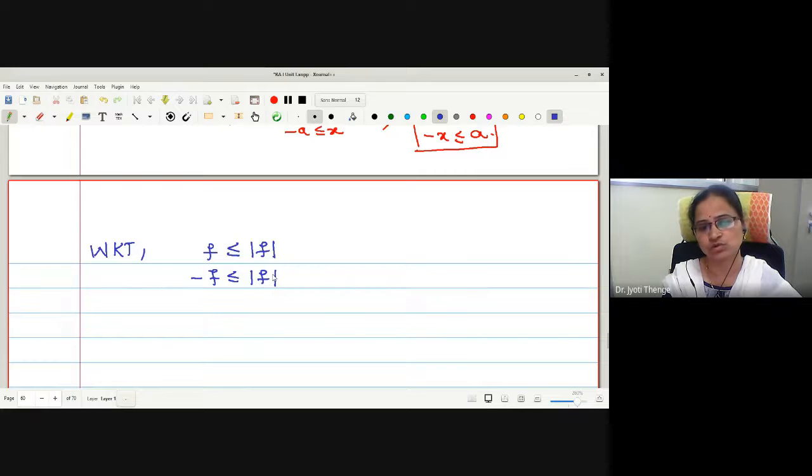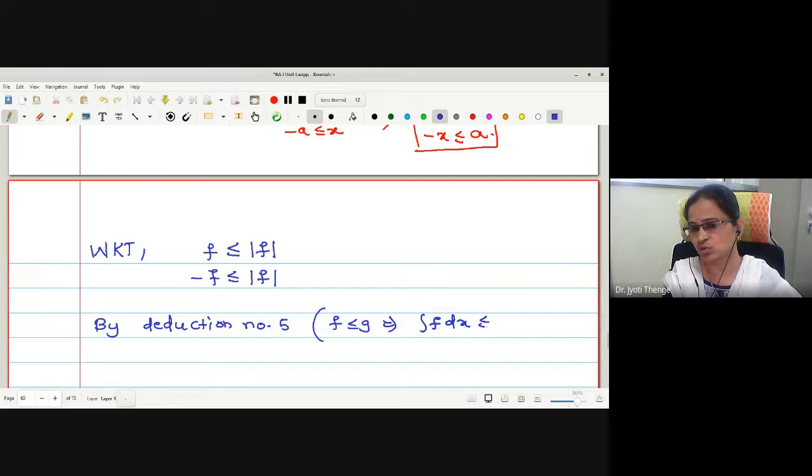f is less than or equal to mod f. Minus f is also less than or equal to mod f. If this is so, here we can use the reduction directly. Therefore, here we can write by deduction number 5. You can write the deduction in short: f less than or equal to g implies integration f dx is less than or equal to integration g dx.